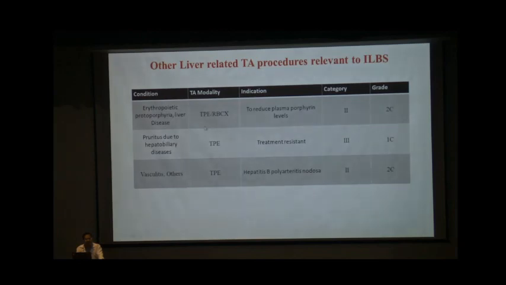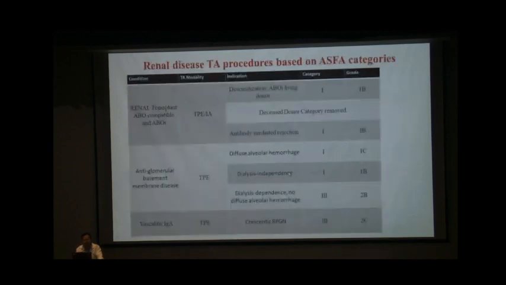In erythropoietic protoporphyria, TPE with RBC exchange can be done to reduce the plasma porphyrin levels, and that comes under category 2. Pruritus due to hepatobiliary disease, we get it a few times, treatment resistant to the anti-allergics. And in vasculitis patients with hepatitis B, polyarteritis nodosa.